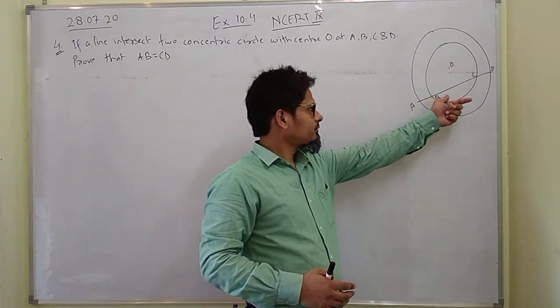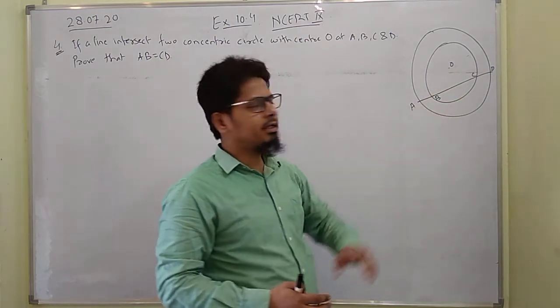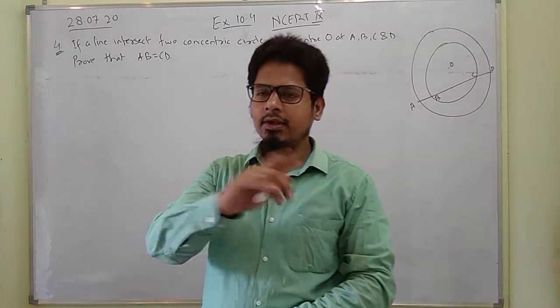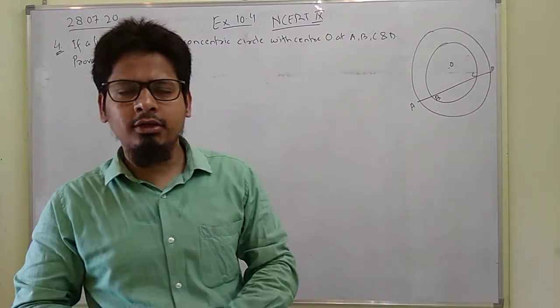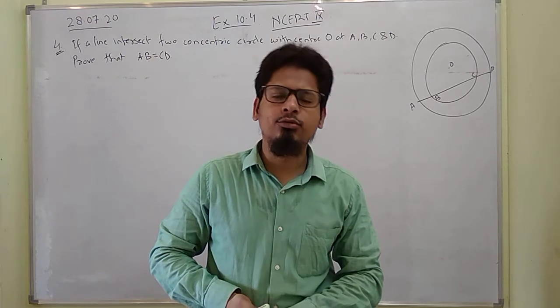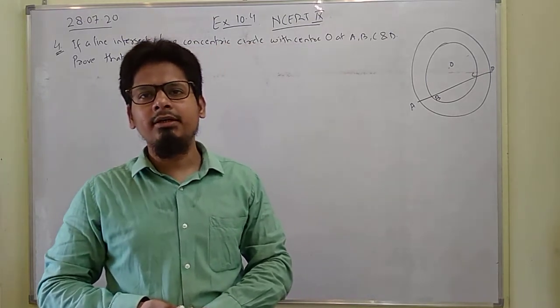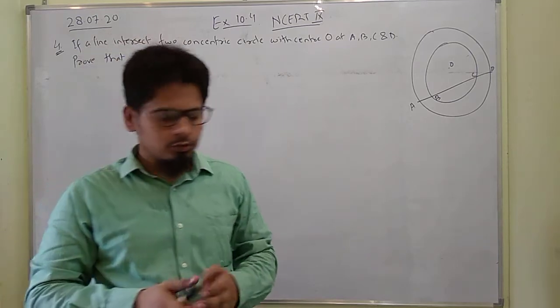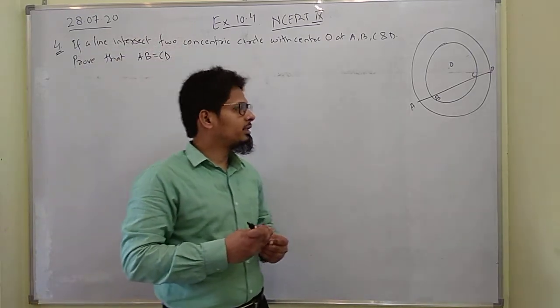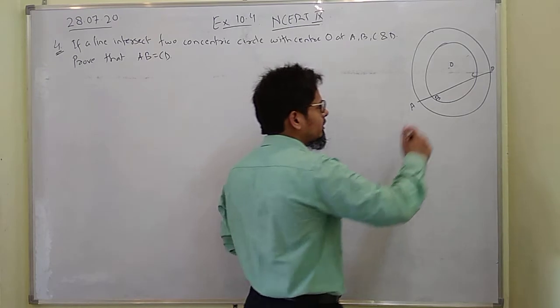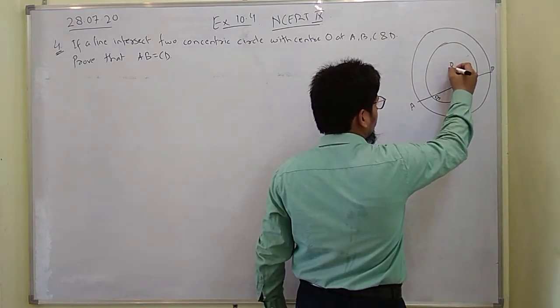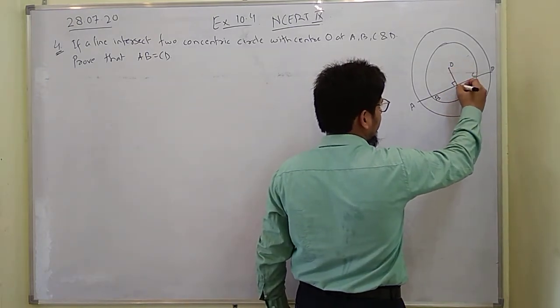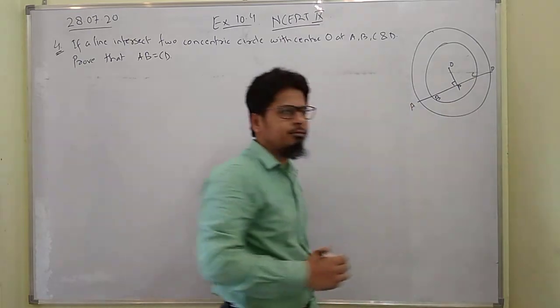One chord AD, which is a line, given in the question. This line intersects the two circles at points A, B, C, and D. We have to prove AB is equal to CD. So first, I will do one construction. I just draw one perpendicular from O to P. And it was our theorem.